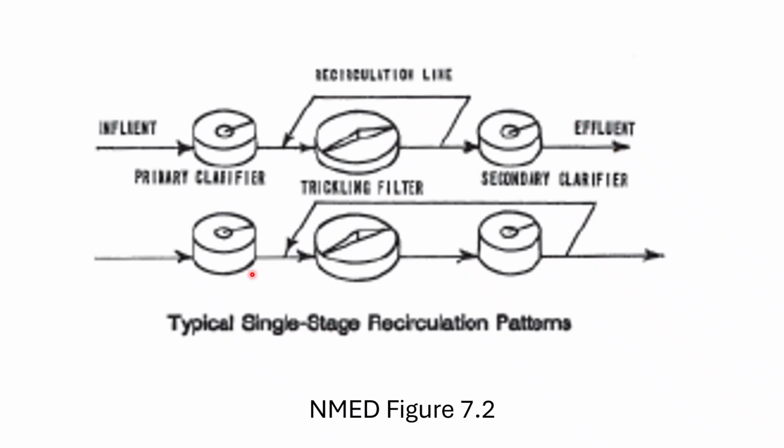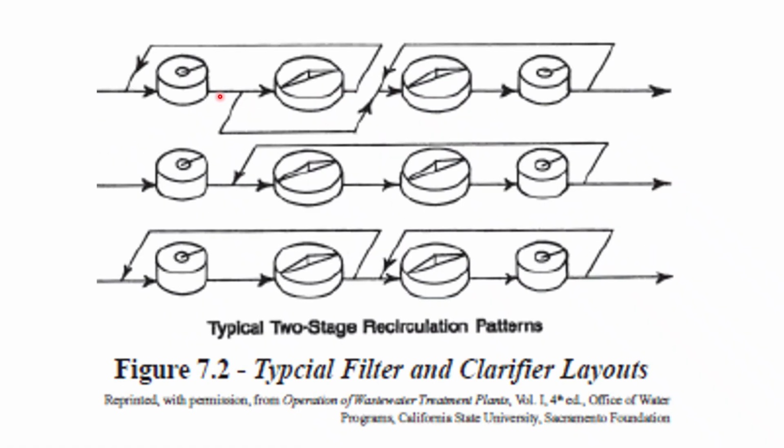What we can also do is, again, a primary clarifier, the trickling filter, and the secondary, we can take a portion of that secondary effluent and we can route it to the head of the trickling filter, and then we can send it through the process a second pass. Okay, so there's two different ways of looking at a recirc pattern here for these trickling filters. And we talked about this. The previous slide was just a one stage recirc pattern.